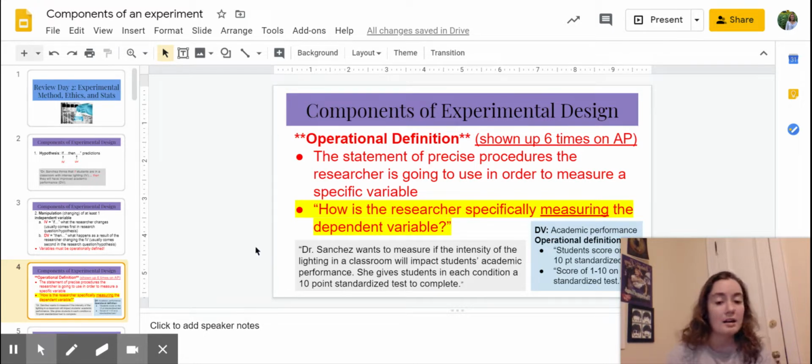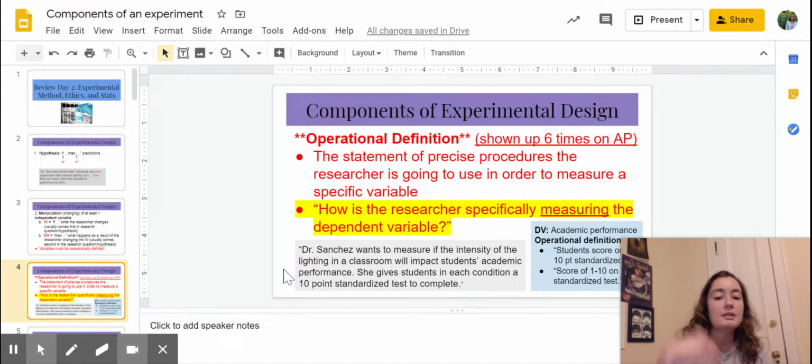What's the independent variable? We said it's the intensity of the lighting that she's changing. The dependent variable is the students' academic performance. And then how are we going to measure this dependent variable? Oh, it looks like she's measuring their academic performance by giving them a 10-point standardized test.